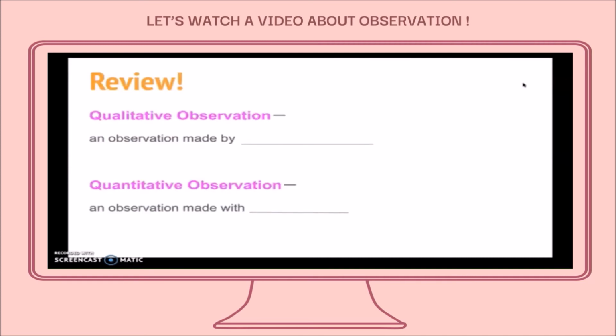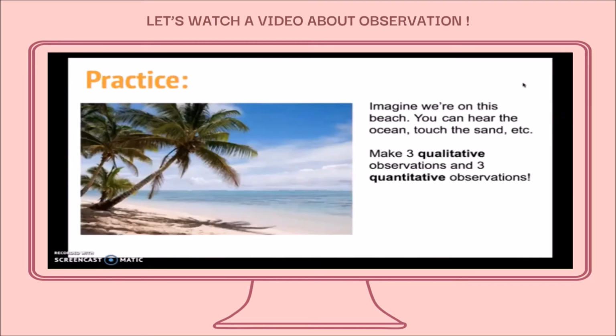So now that we've learned about qualitative and quantitative observations, let's review. See if you can fill in the blanks. What is a qualitative observation? It's an observation made by using our senses. What is a quantitative observation? It's an observation made with measurements.